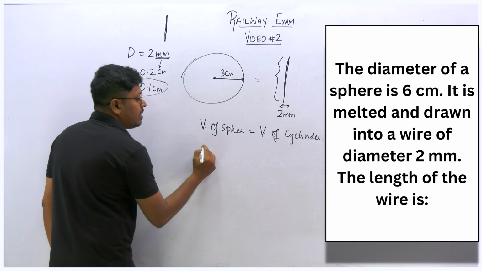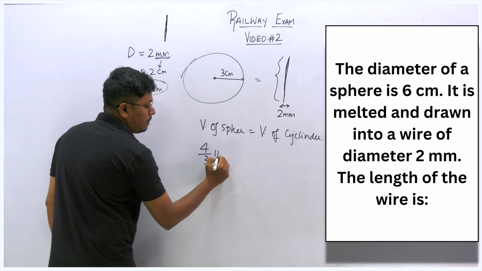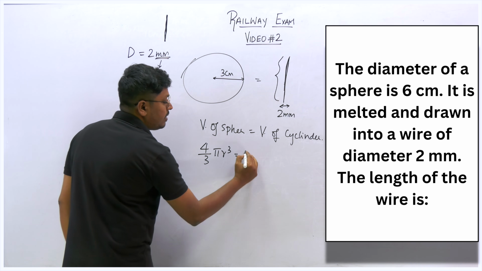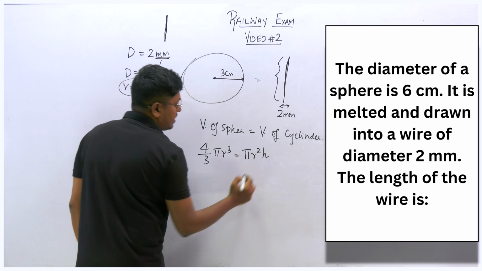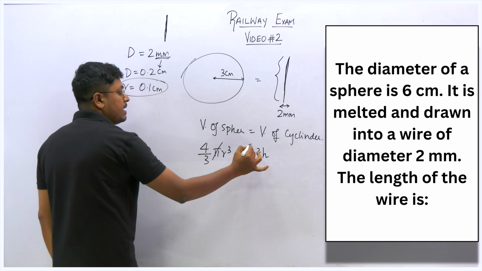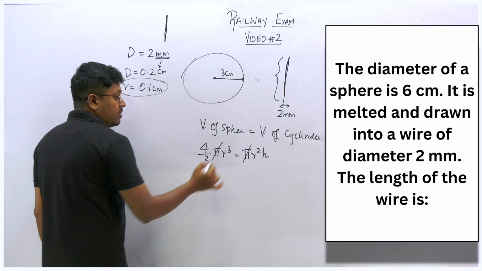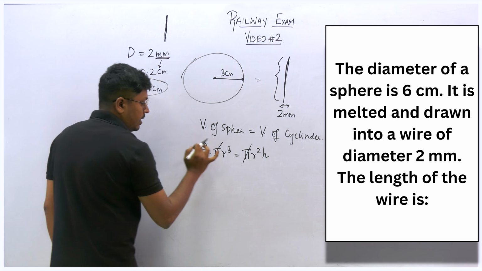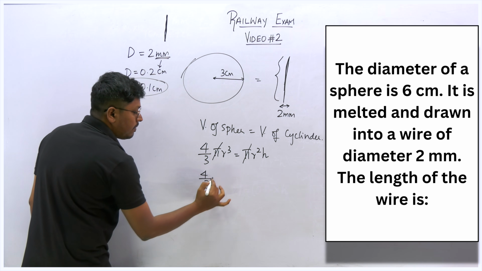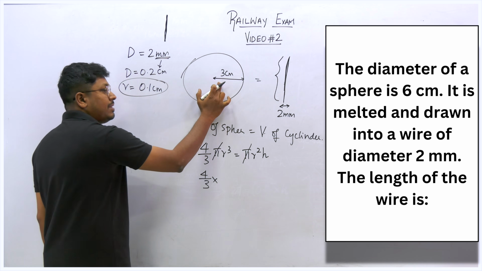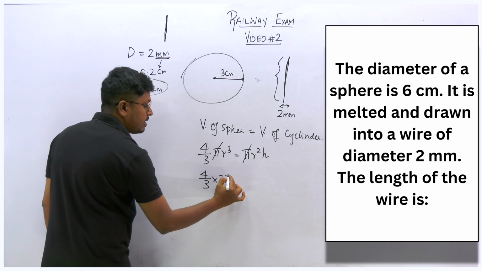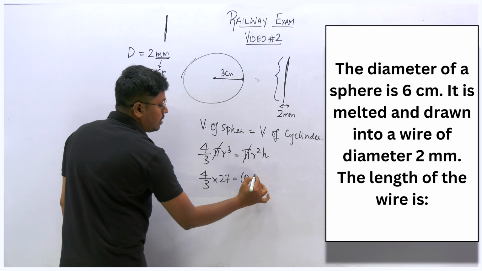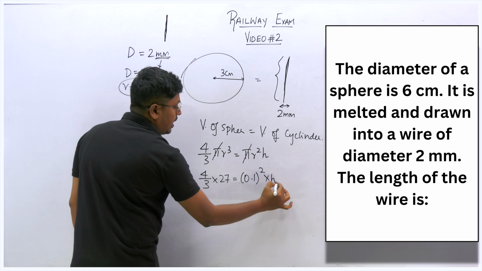First, volume of sphere, 4/3 pi r cube, is equal to volume of cylinder. Volume of cylinder will be pi r square h. Initially we can cancel pi and pi. Don't cancel r and r, because this radius is different, this radius is different. So here 4/3 and here sphere radius will be 3. 3 cube will be 27, is equal to r. So r will be 0.1, the whole square, into height.